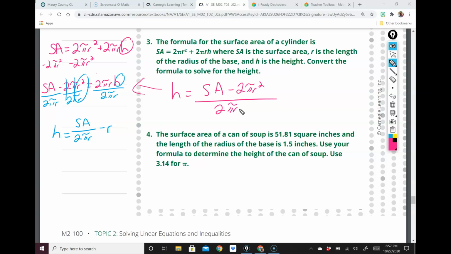Number 4, the surface area of a can of soup is 51.81 square inches, and the length of the radius is 1.5 inches. Use your formula to determine the height. Alright, so the height equals the surface area, which is 51.81, minus 2 times pi times the radius squared, and my radius is 1.5 squared, 2 pi r, which is also 1.5. Plug all that in, and you should get 4 inches again.